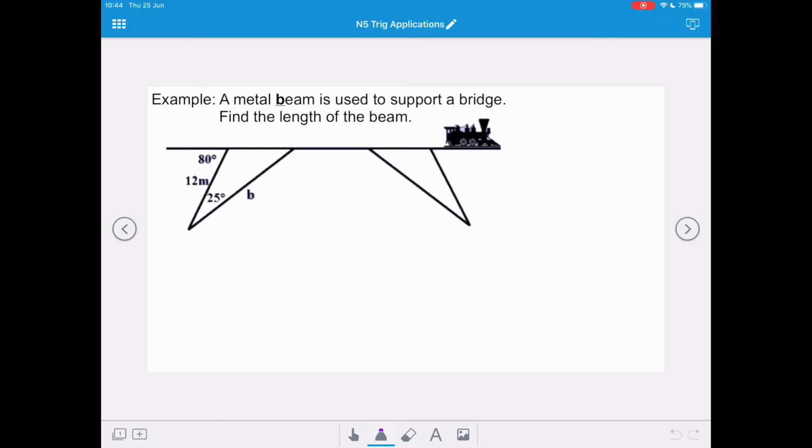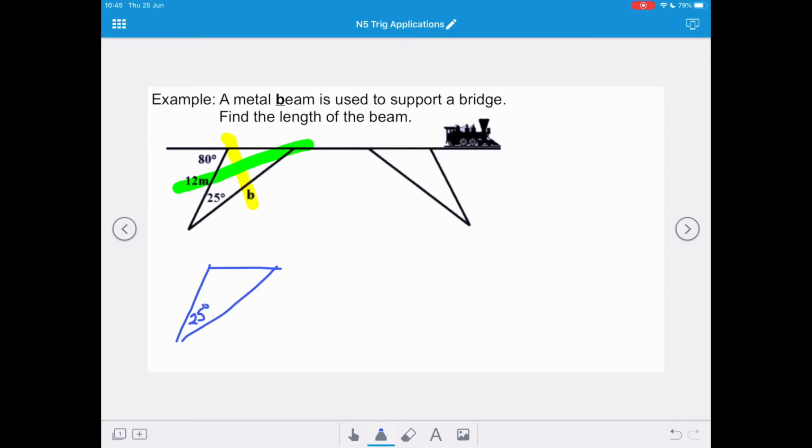Now in the next example, we have a metal beam which is used to support a bridge, and we want to find the length of the beam. And our diagram gives us some angles and measurements and shows us which is the beam that we're trying to work out the length of, and it's marked b in the diagram. So we need to work out our pairs of sides and angles. So you can see that b is opposite the supplementary angle of the 80 degrees, and 12 is opposite the angle at the top right of our diagram, so we need to work out what these angles are in order to use our sine rule.